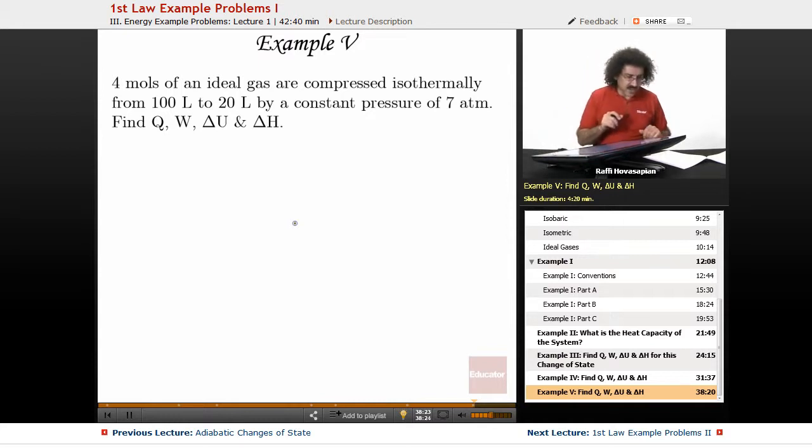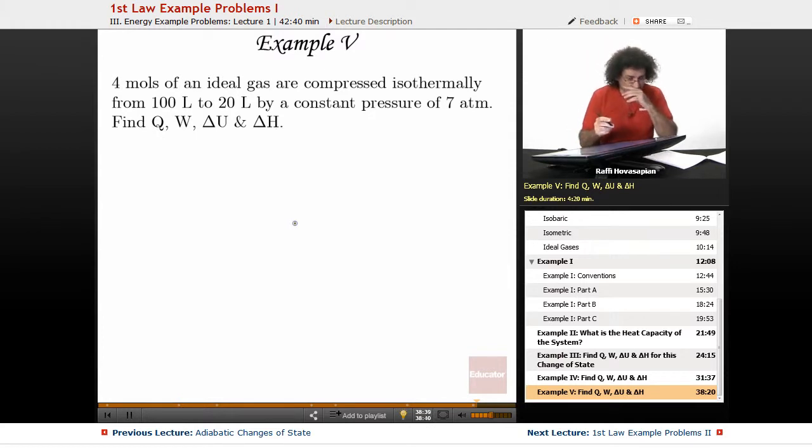So, example 5. We have 4 moles of an ideal gas. They are compressed, this time isothermally, from 100 liters to 20 liters by a constant pressure of 7 atmospheres. Find Q, W, delta U, and delta H.